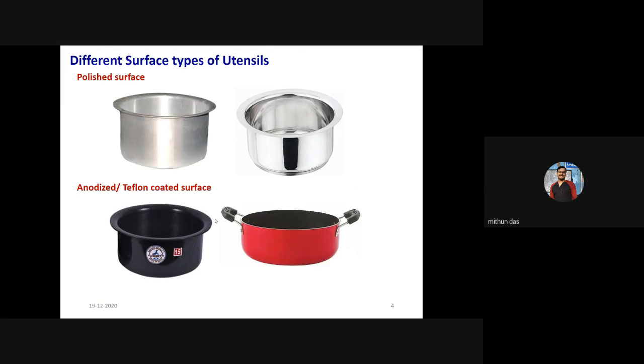In this study, different types of utensil surfaces are considered to analyze the thermal performance of the stove. In our daily life, most utensils are made from different types of steel or aluminum alloys. The surface types of the utensil are generally polished, anodized, or coated. The emissivity depends on the surface type: it is lower for polished, mirror-finished surfaces and higher for other surfaces.